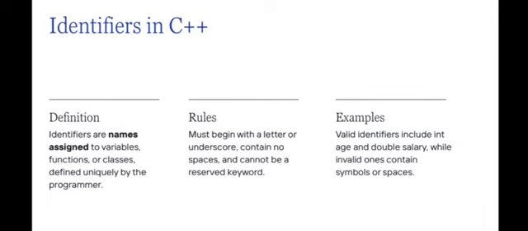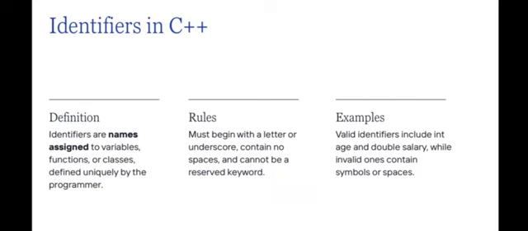Identifiers in C++. Next, let's move to identifiers. Identifiers are the names we give to variables, functions, arrays, classes, or any user-defined item in a program. They are what allow us to refer to data or functions by name rather than by memory location.